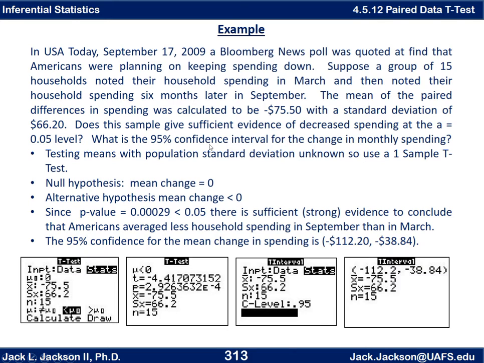How much less? Well, our best guess is about $75 less, but we can get a 95% confidence interval for the mean change in spending by doing a t-interval on our calculator. So now go back to stat and tests, but this time go over and find TInterval in the list. And again, it's from statistics. Make sure this is the same data in x bar, s, and n. Confidence level is 0.95. Then click on calculate, and out pops this confidence interval, which is about $112.20 less to $38.84 less.